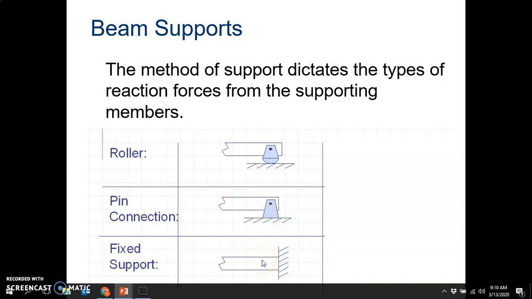Think of like a balcony. This is resisting all types of forces. You can't move this bar up, you can't push it horizontally, nor can you rotate it. So this one, you can rotate and you can push horizontally. This one, you can only rotate, you can't push horizontally. And this one, you can't move in any direction.